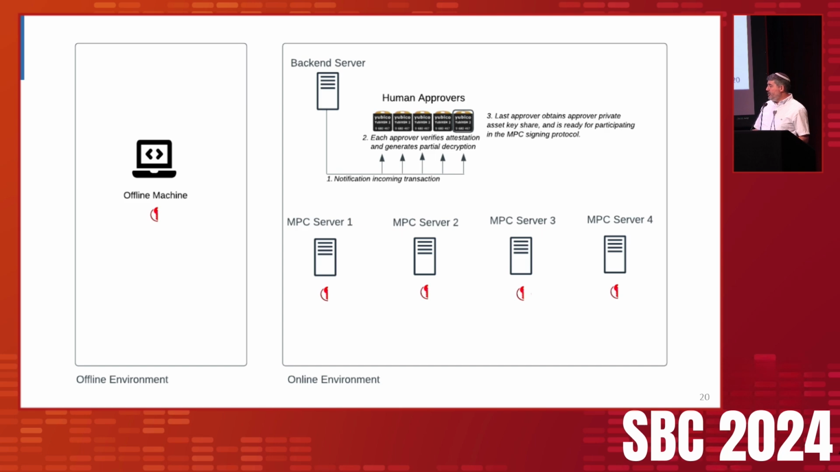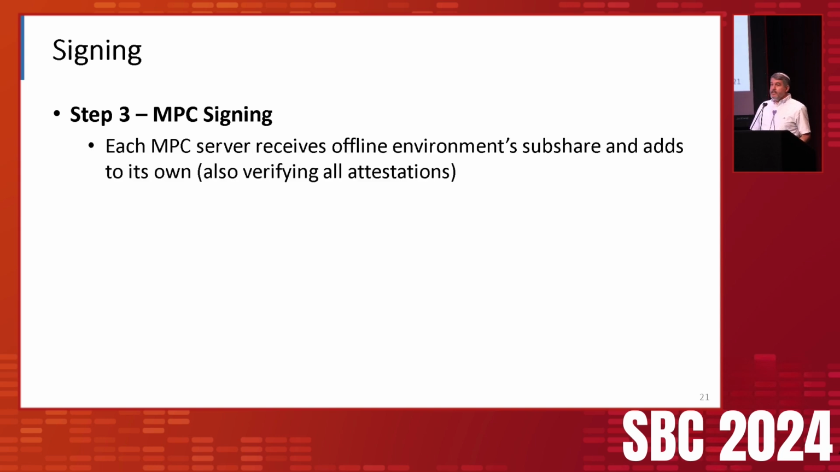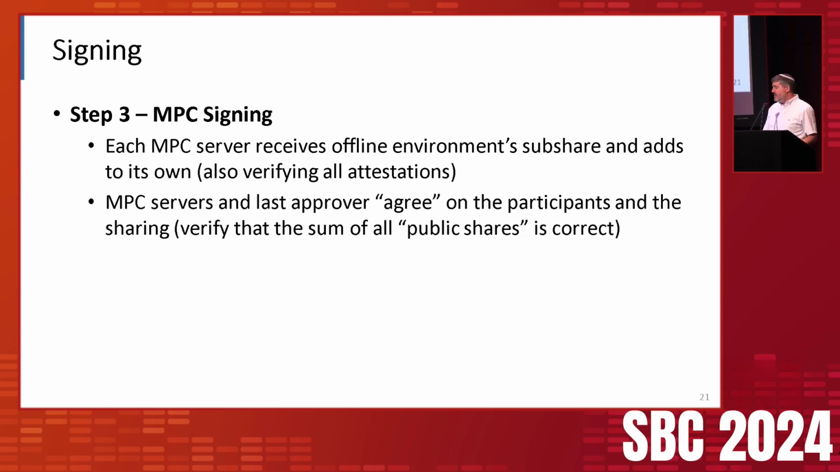We now have each human approver over here. Each human approver provided their partial decryption, and the last approver now has its own share, the approver share, and also the sub-share from the offline environment. We're now ready to start signing. So each MPC server also receives the sub-share from the offline environment and also loads its own share from its protected database. Again, after verifying all attestations, all the MPC servers do this as well.